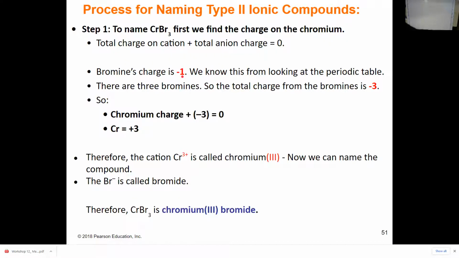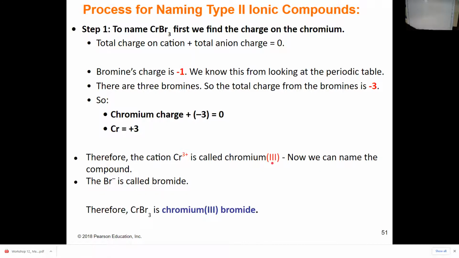And that's because it is in the 7th column on the periodic table, right? Group 7. There are 3 bromines. So that means the total contribution from all the bromines is a -3. So the chromium charge, there's only 1 chromium. That charge has to counteract that -3 charge from the bromines. That means that the chromium has to have a +3 charge. That means that we know the chromium cation is called chromium 3.